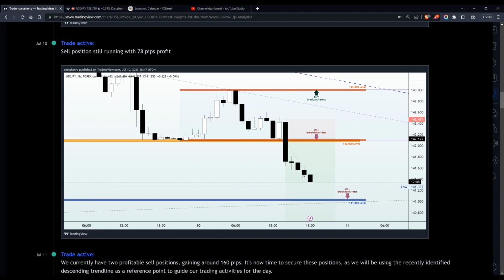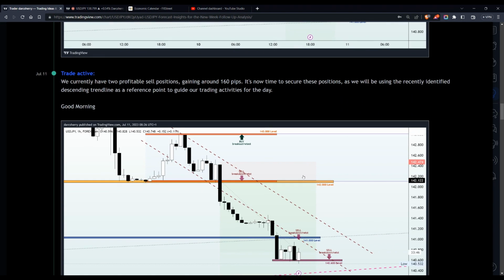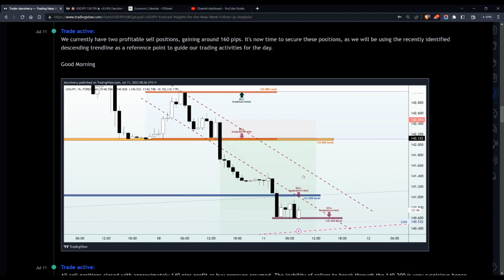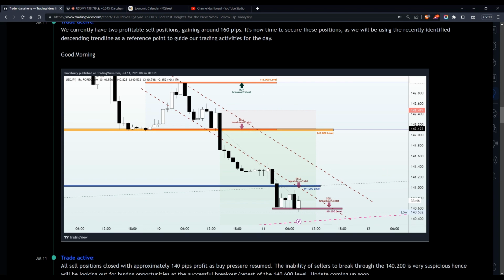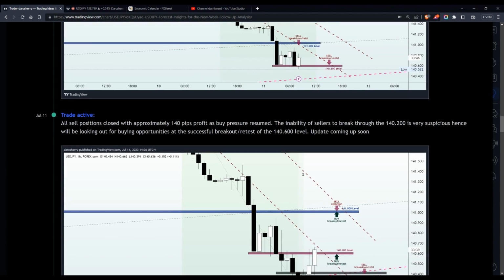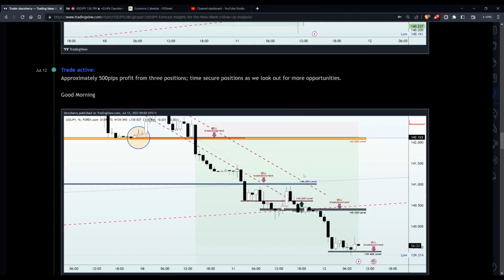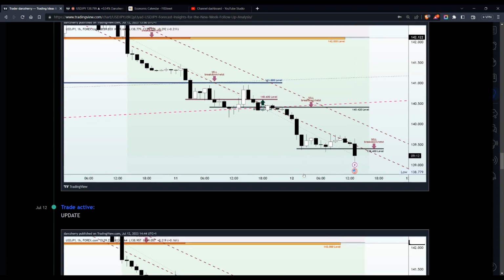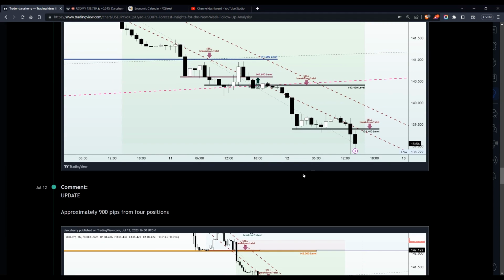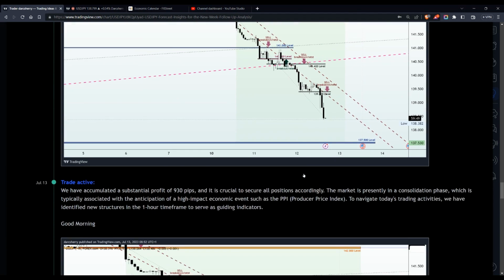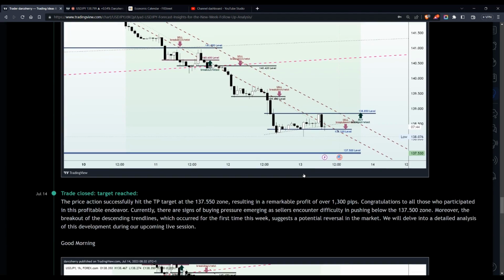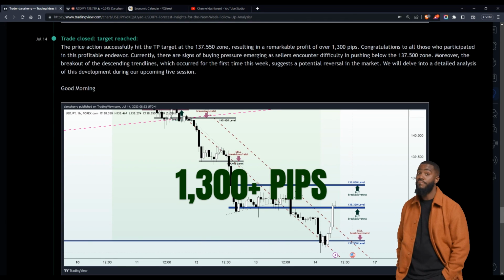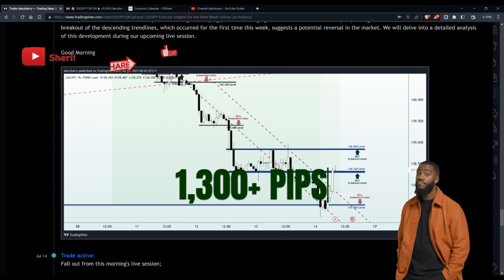As you can see, throughout the course of last week, we consistently sold along an identified descending trend line, which we actually used to guide our trading activities all the way to the downside. Capitalizing on this, we added more positions to maximize the potential of that move, leading into a situation where we scooped in over 1,300 pips in profit before we began to see some buy pressure resume in the market.